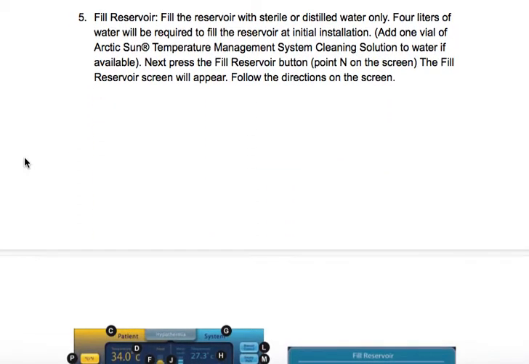Filling the reservoir: our reservoirs are typically filled. I think we leave them full at all times, but in case they're not, that's just the water that we put into the machine that's going to actually circulate through the pads to cool the patient. So here's instructions of how to fill the reservoir. It takes 4 liters of fluid. You just put some sterile saline or distilled water in it.